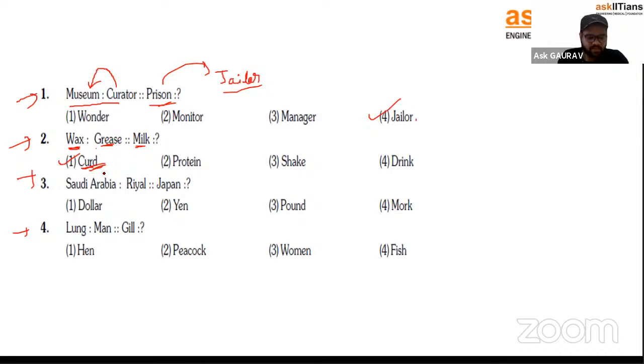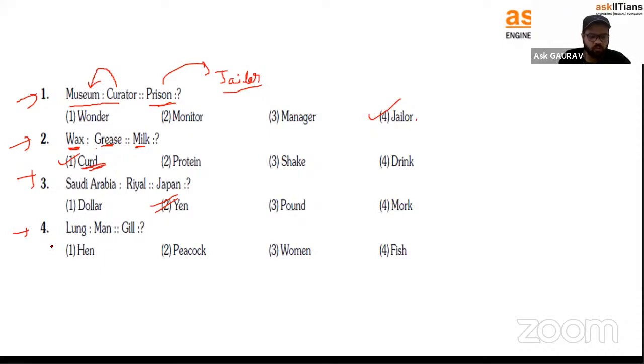It is the secondary product. Now, third, Saudi Arabia, Riyal. Is there a relation between them? And then Japan is to what? Tell, question third. Yen. Okay, yen is the right answer. It's basically the currency, right?